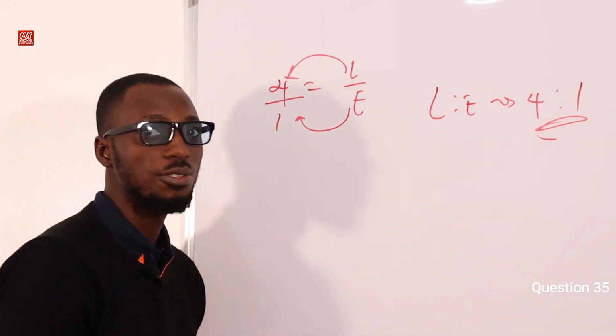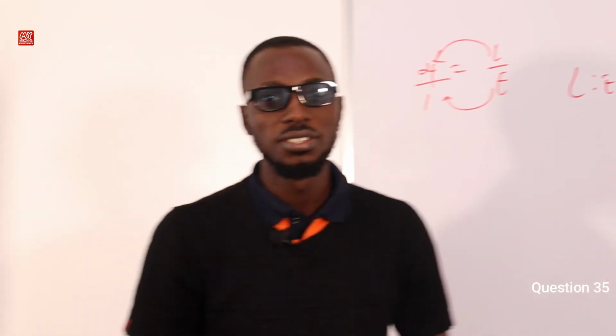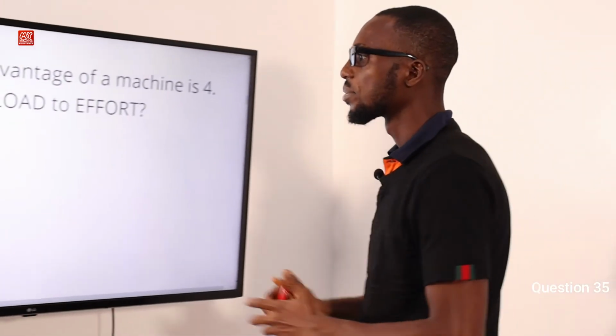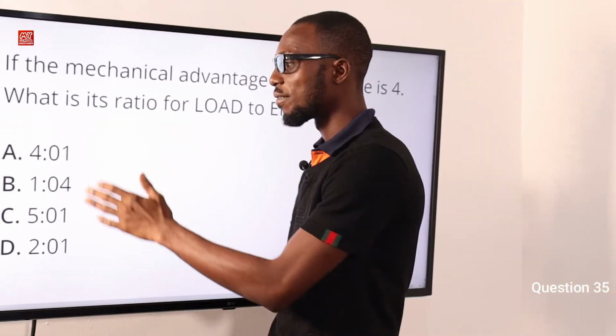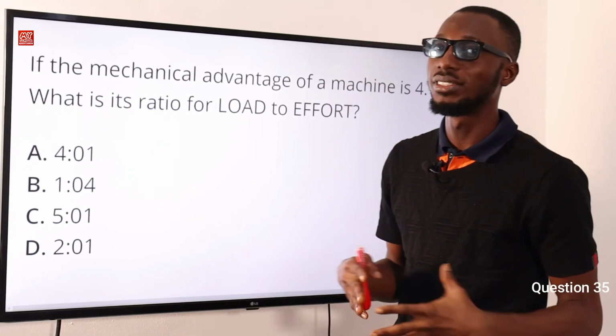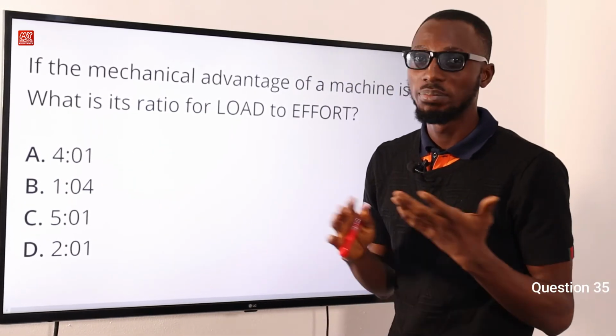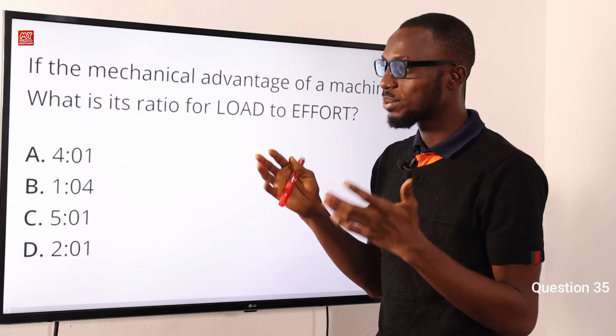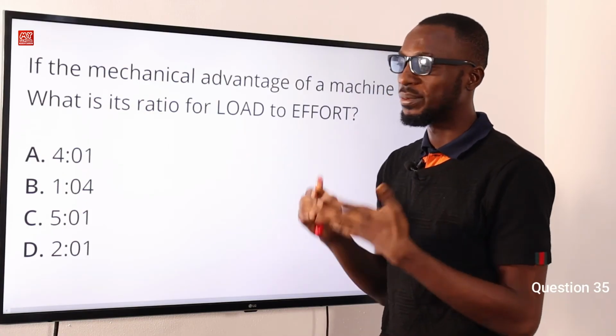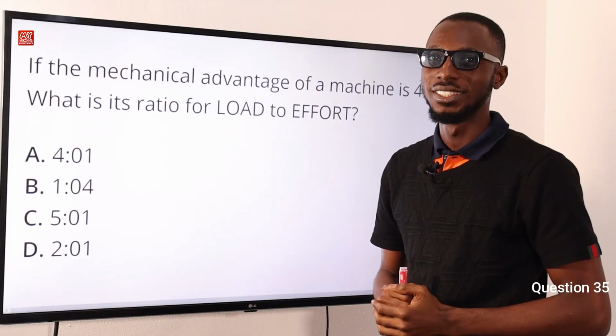So let's go back to the screen to select the correct option. So look through the options provided. We have 4 ratio 01, that's still 1. So don't be afraid or confused. So the correct option here is option A, 4 ratio 01 or 4 ratio 1.